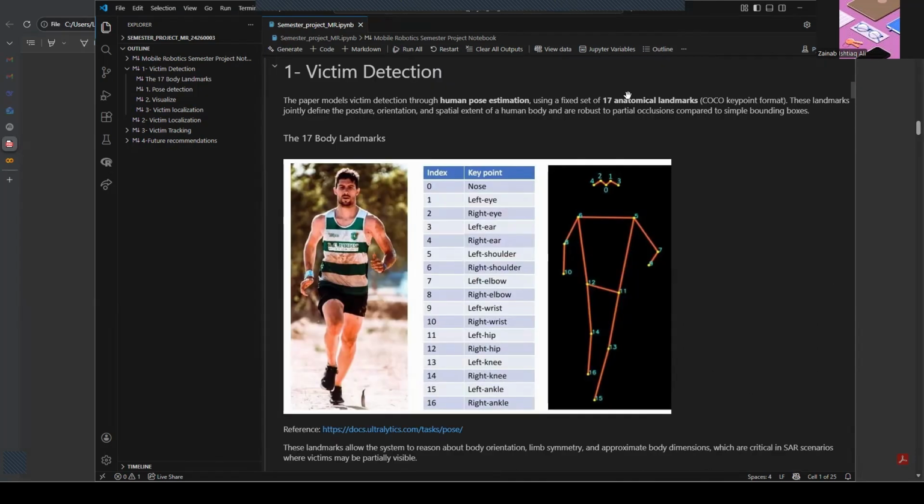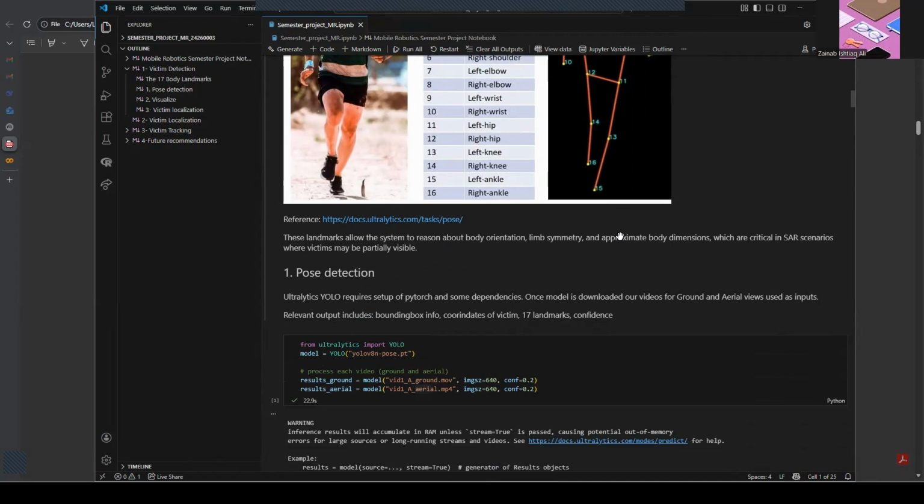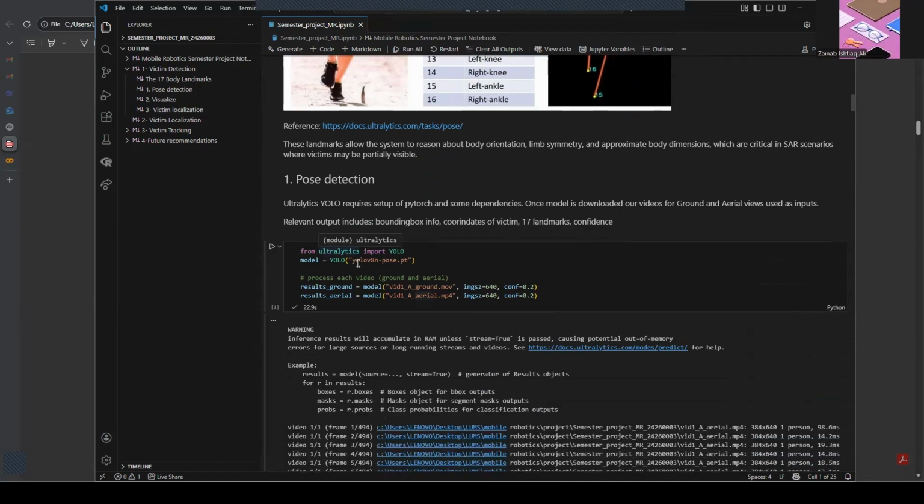All right, so the first stage in the pipeline is victim detection, and how the paper does it is using YOLO, the Ultralytics YOLO 8 nano model, which detects 17 different landmarks on a person, as this figure shows. And this is called pose detection. Here I am using YOLO 8N, and this requires some dependencies, so you'll have to install Ultralytics along with its dependencies.